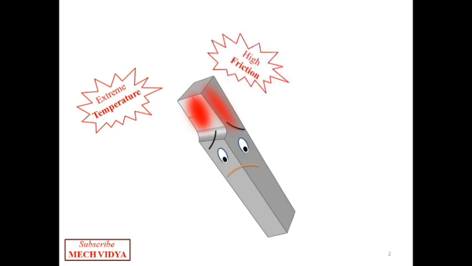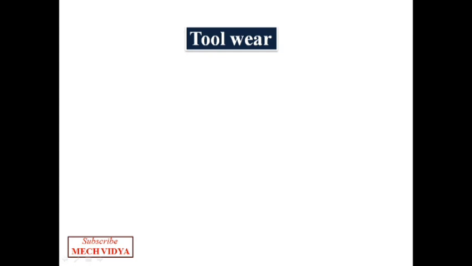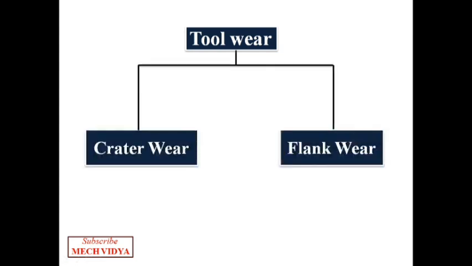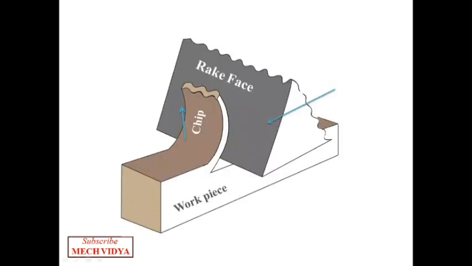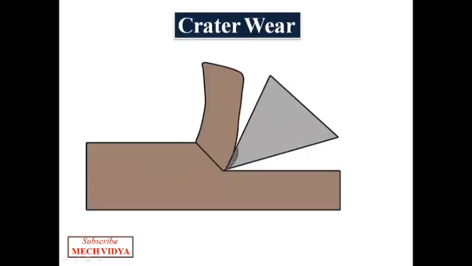So in this video we will discuss the most important tool wear that are seen in the tools in manufacturing industries. The first one is crater wear and the second one is flank wear. Crater wear takes place in the rake face of the tool. This is the rake face. When the chip tries to come out from the workpiece, it gets rubbed against the rake face. This results in a tremendous amount of friction, which translates to high temperature.